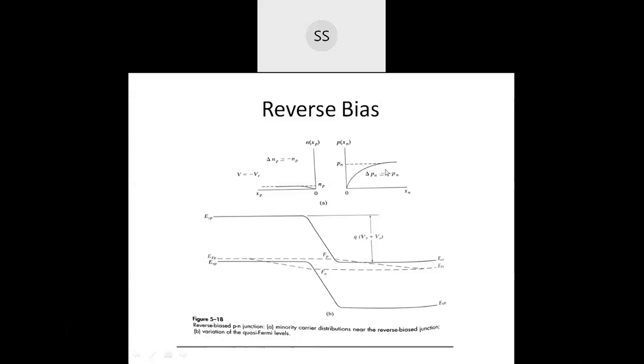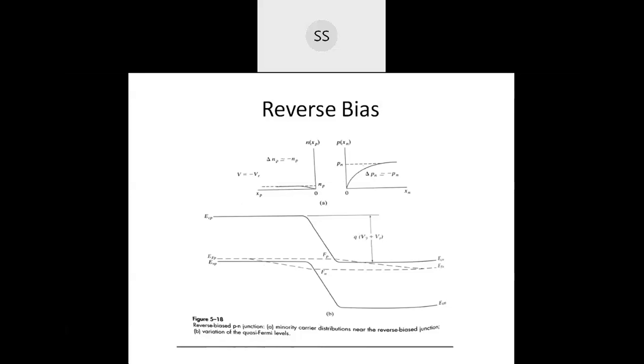Here, this part is the neutral region. Starting from the neutral region, as you approach the edge, the minority carrier concentration will become zero. This is an important feature under reverse bias condition. Therefore, this particular action is called minority carrier extraction.